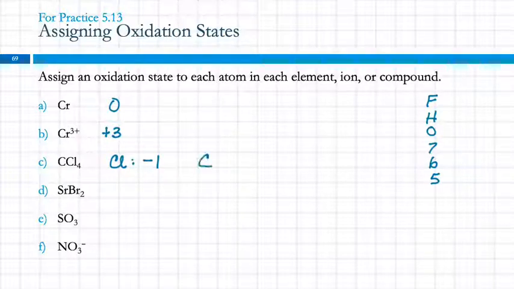And then we have to figure out what the carbon oxidation state is. This is a neutral molecule, so all the oxidation states have to add up to 0. I have 4 chlorines. They're each -1. I have 1 carbon. Must be +4.